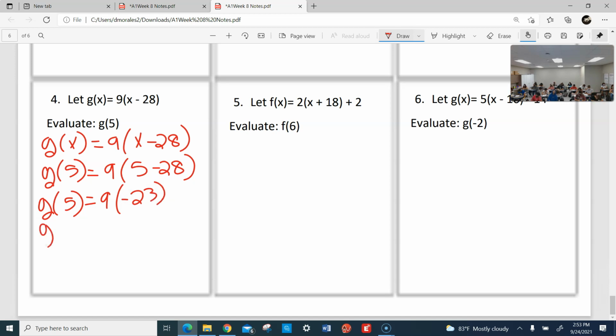And then I need to multiply that negative 23 times positive 9. And what does that give you? Negative 207 is correct. Be careful with that 5 minus 28, guys. It's always in that negative world where most mistakes are made.